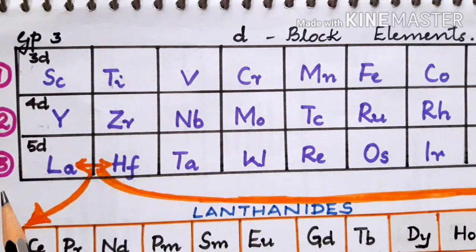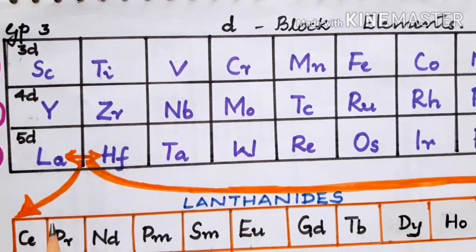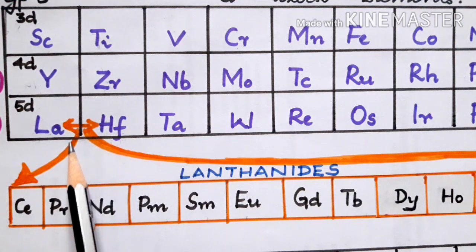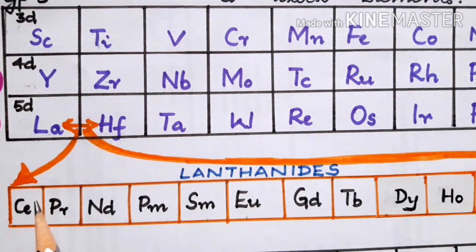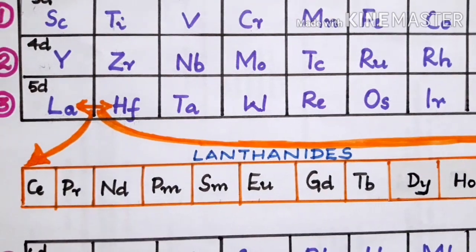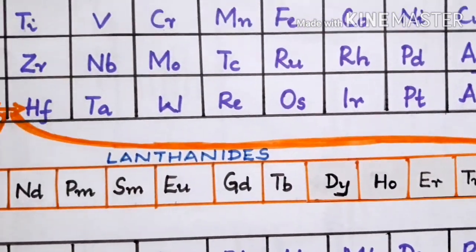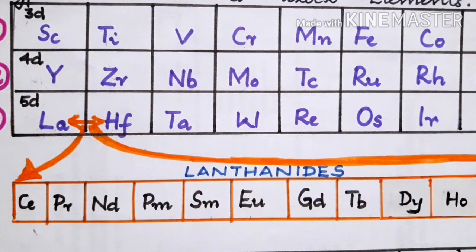group in the sixth period, that is known as lanthanides, because here they have the similarity with that of lanthanum. The outermost configuration is the same. The inner penultimate shells, that is the f orbitals, are being progressively filled here, starting from cerium to lutetium. Here the f orbitals are being filled up.